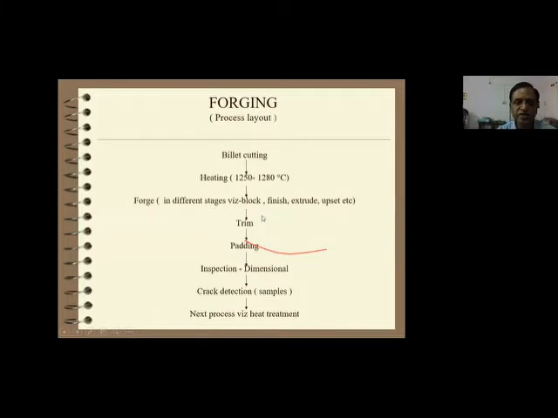Once the forging is done, whatever flash gets generated has to be trimmed off. So there is a trimming operation. After trimming, there is a little bit of bending on the component which has to be padded to get it straight. So there is a padding operation. Then there is inspection for dimensions. Then crack detection, that is magnetic particle inspection, on a sample basis. And then it goes for heat treatment. So this is a general process layout for any forging.